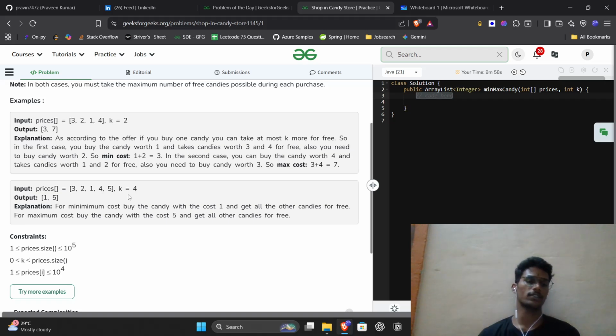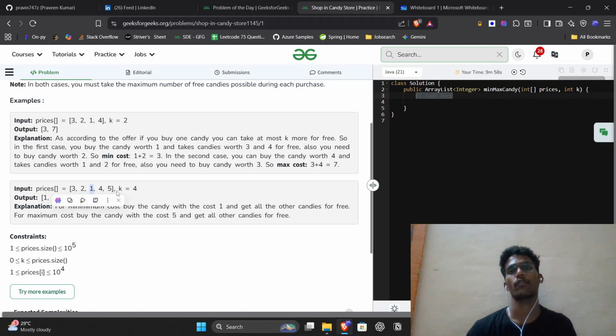The shop provides that particular offer, like it's a 4. For every candy I purchase, I get 4 candies for free. So I purchased this one and get all the remaining ones for free since it's less than or equal to 4. So it only requires me 1 rupee to collect all these candies. While considering the maximum amount required, I purchased this one since it's the most costlier one and I get the remaining candies for free. That's it.